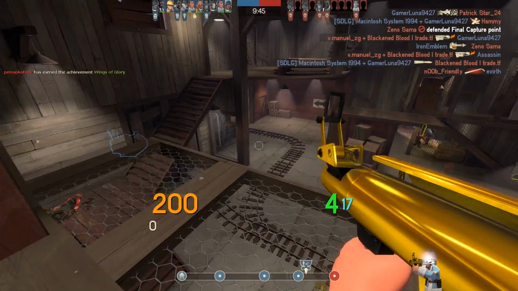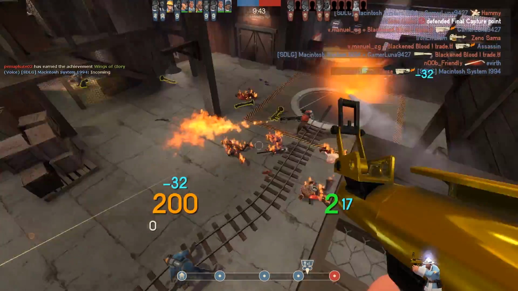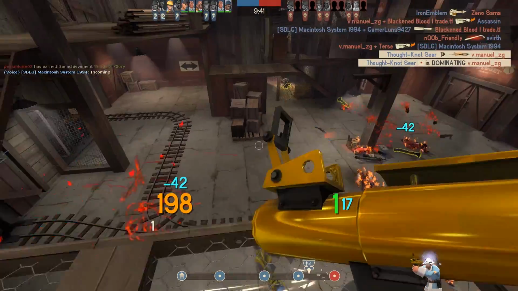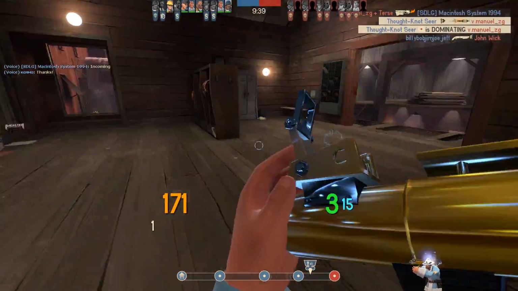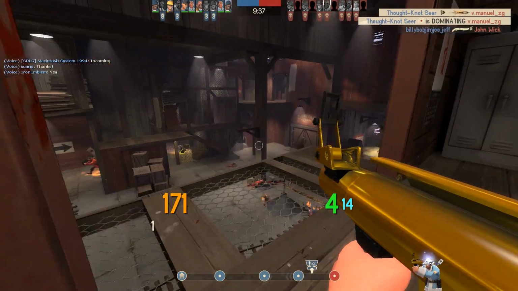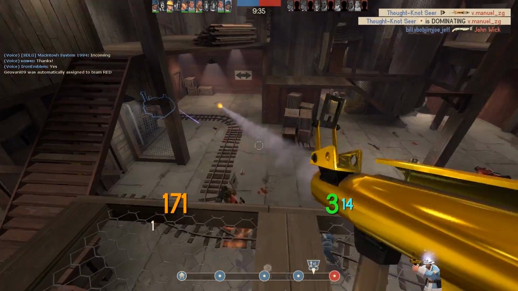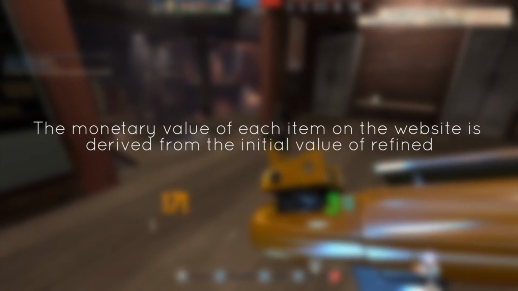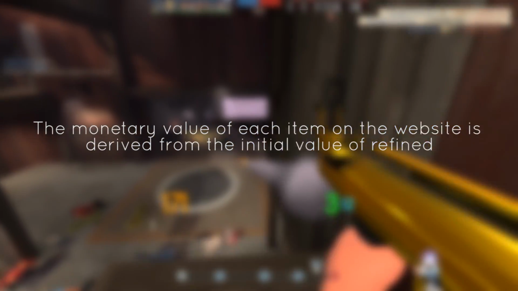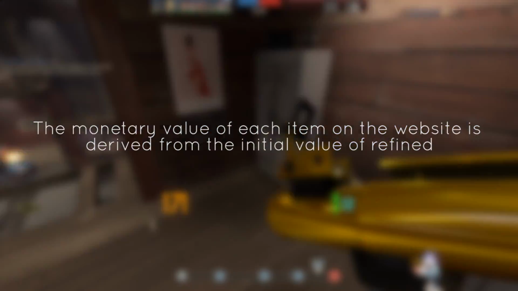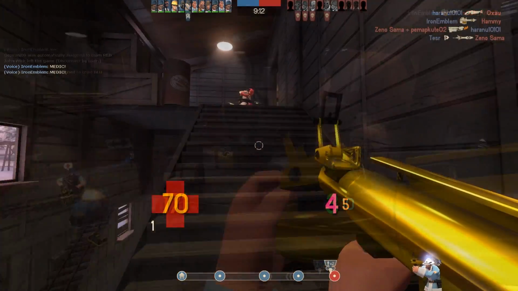Now, why would I be talking about this in a series on keys and refined? Well, as it turns out, this monetary index gets completely screwed over by the rising cost of keys and refined. This is due to one simple fact. The monetary value of each item on the website is derived from the initial value of refined. If this sounds confusing, let me go into more detail.